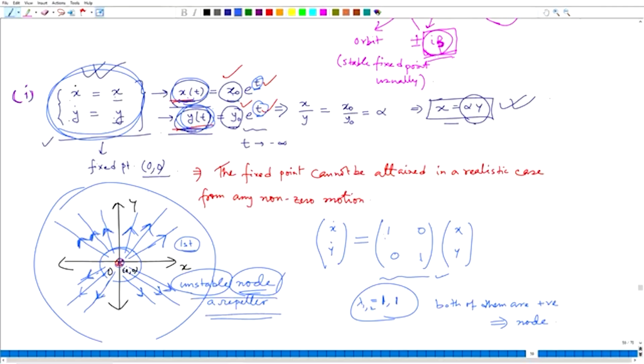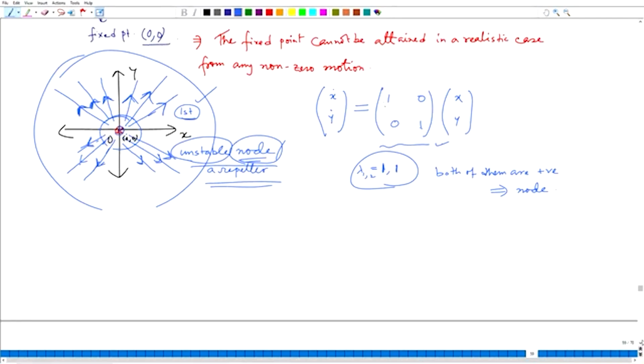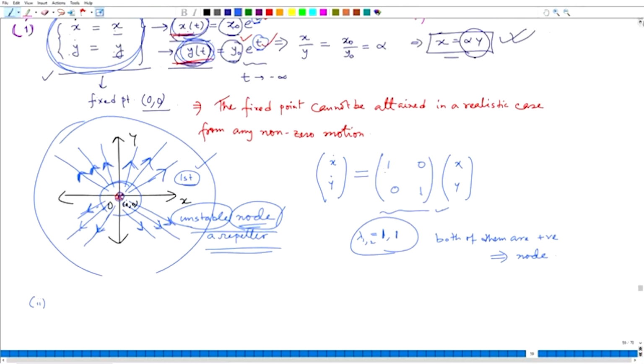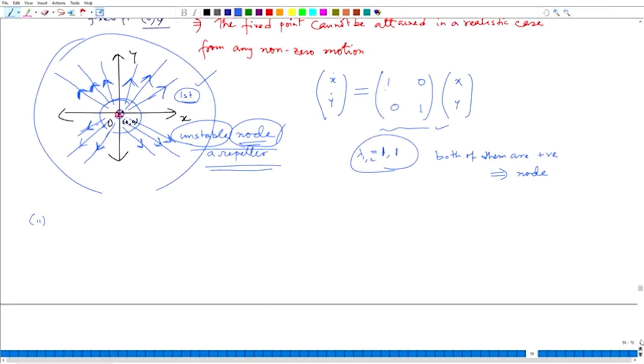Sometimes it is also called a stellar type of repeller, because it looks like a star, or you can say an unstable stellar node. Now, one can easily understand from this what the form of the fixed points will be for this type of system. So let us say I am now taking x dot is equal to minus x and y dot is equal to minus y.